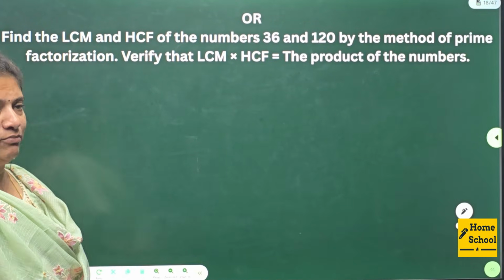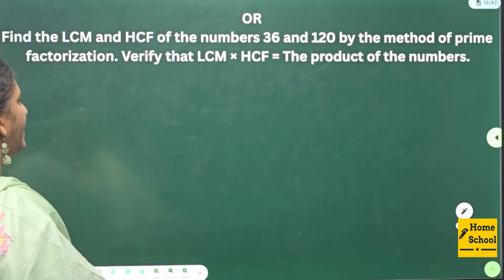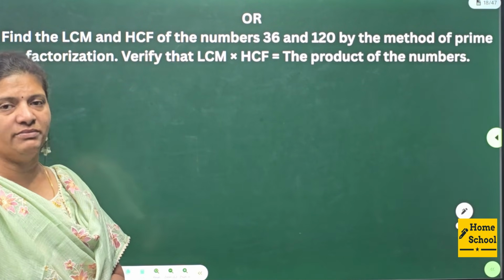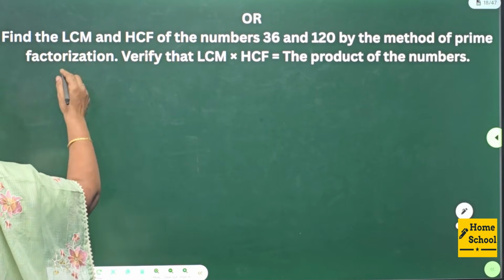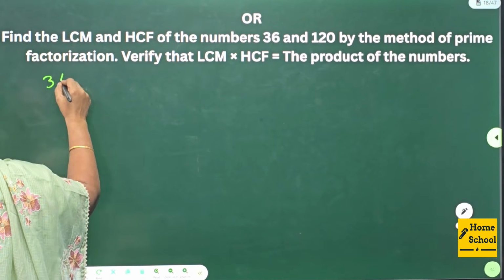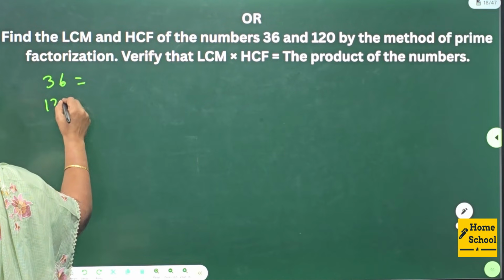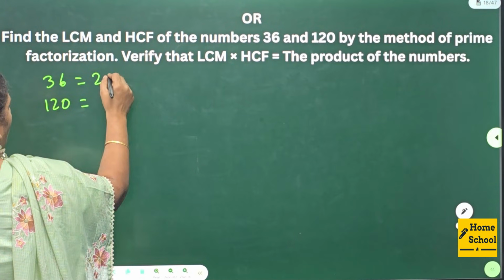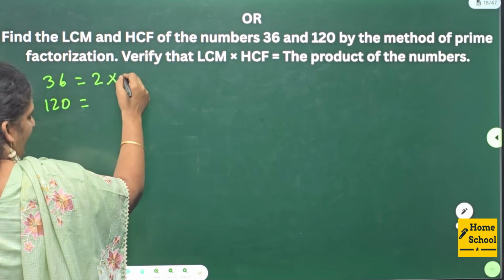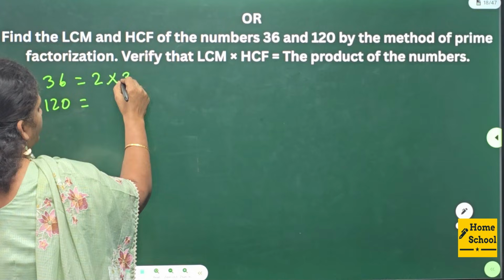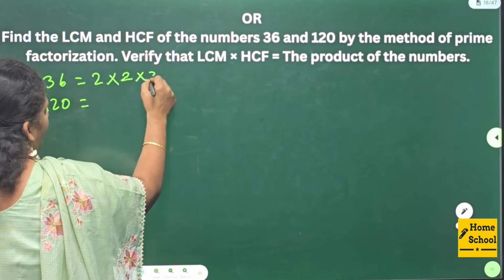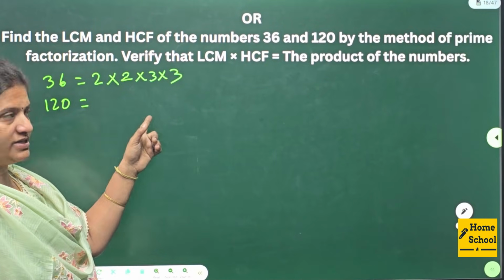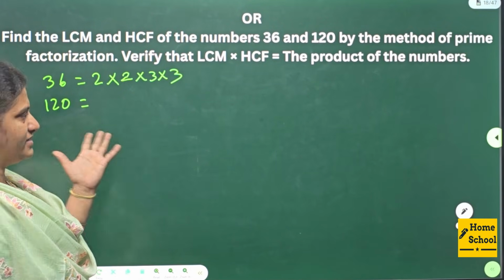In this, we have one more OR question. Find the LCM and HCF of the numbers 36 and 120 by the method of prime factorization. What are the two numbers? 36, 120. Right? 2 18s are 36, that means 18. Again 2 9s are 18, that can be written as 3 into 3. Check it out. 2 2s are 4, 4 3s are 12, 12 3s are 36.